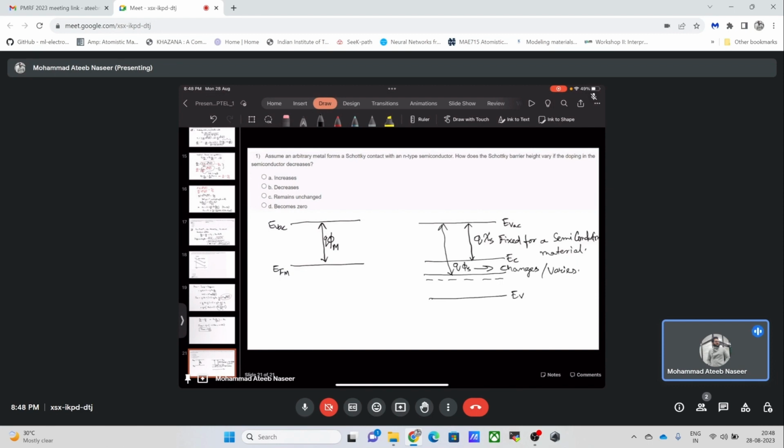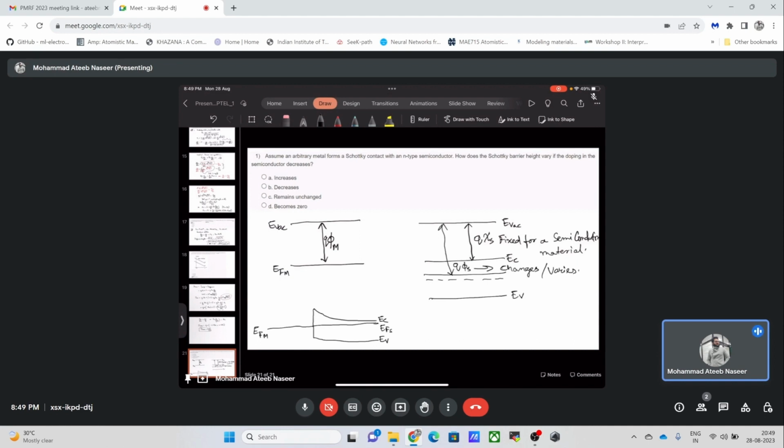Let me draw this first. For this case, phi m is greater than phi s. Let me draw the energy band diagram. If I have this as EFM, I will have something like this. This is EC. Far from the interface, everything remains the same, so we do not have to worry about that. This is EV. This was EF. The EFM and EFS are the same.